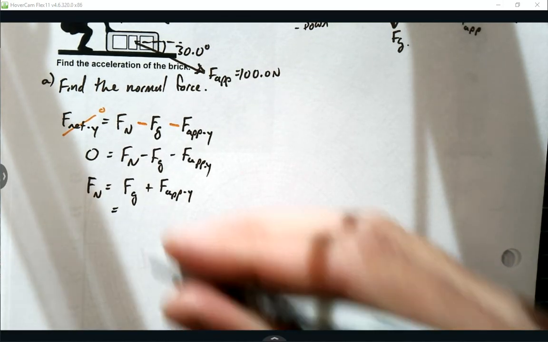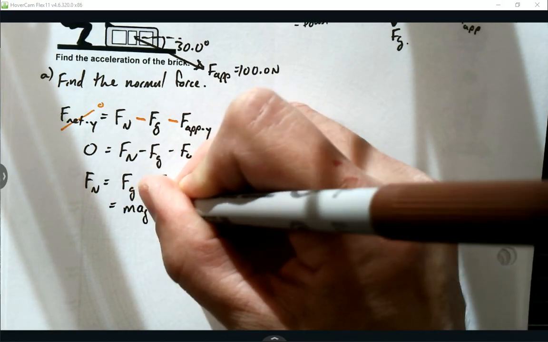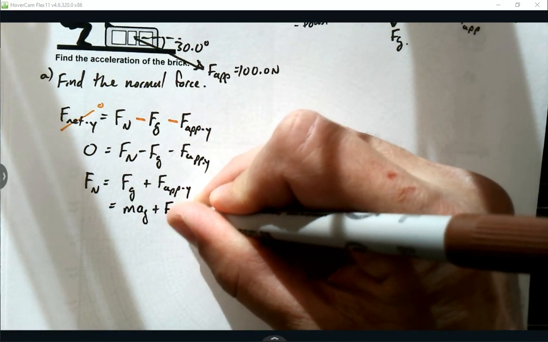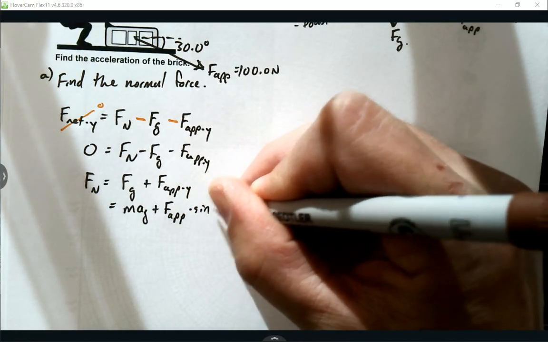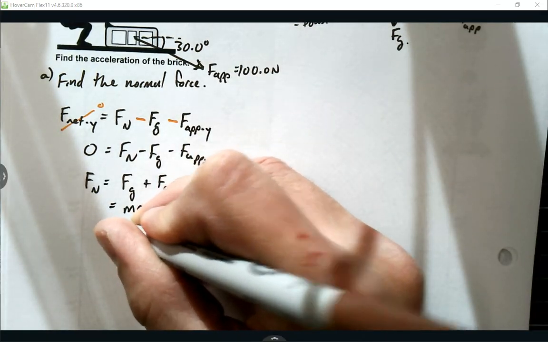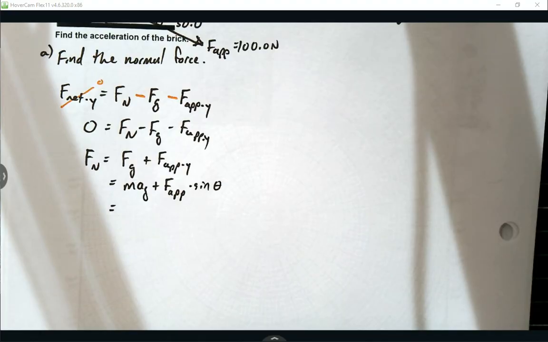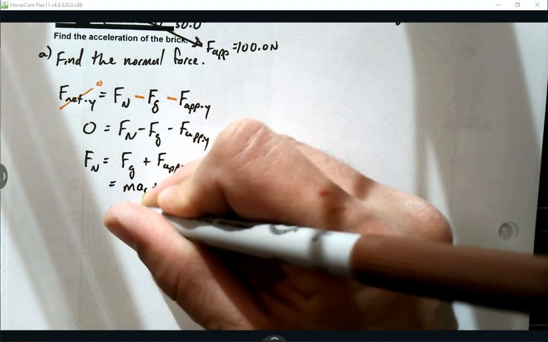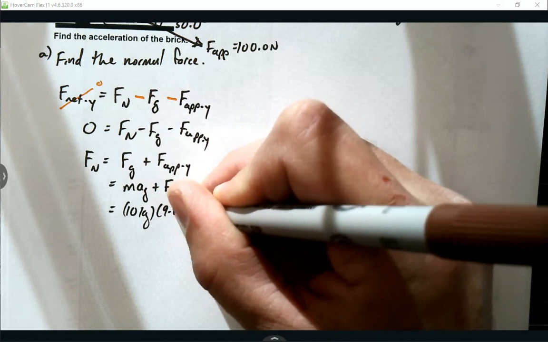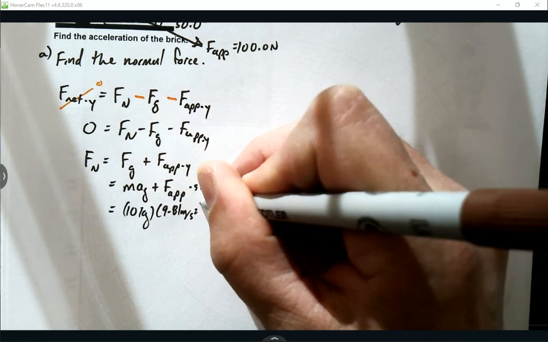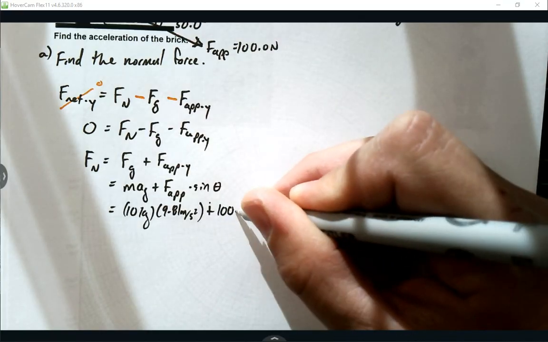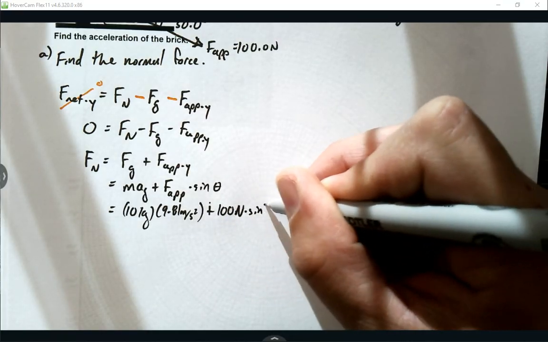that I'm building here. So mass times acceleration due to gravity plus, instead of F applied y, I'm just going to say F applied times sine theta. And now actually I'm just ready to start plugging in values. 10 kilograms, 9.81 meters per second squared, plus 100 newtons, sine 30.